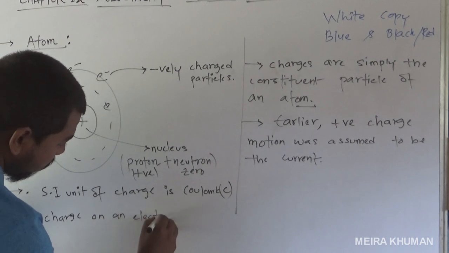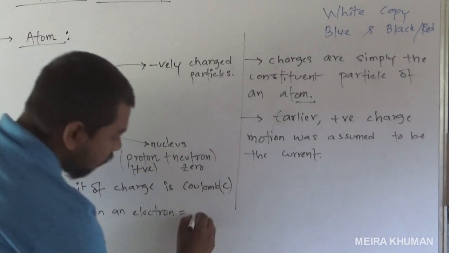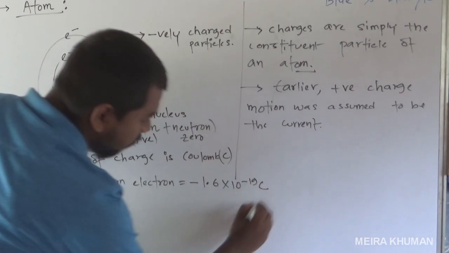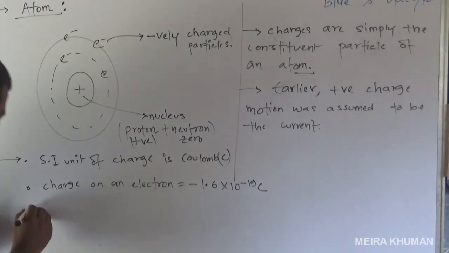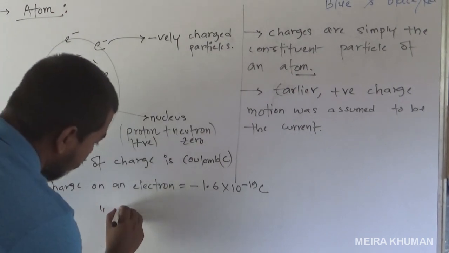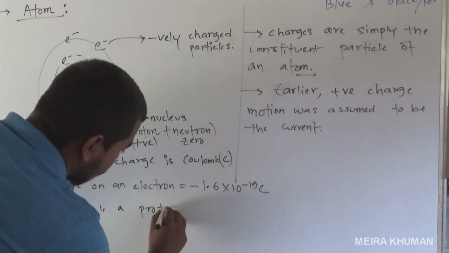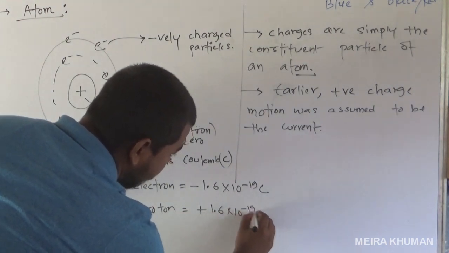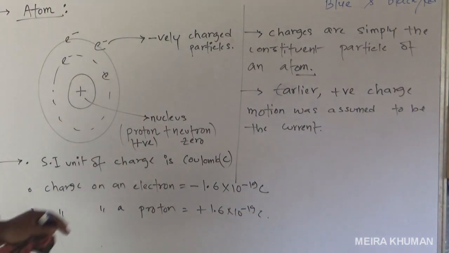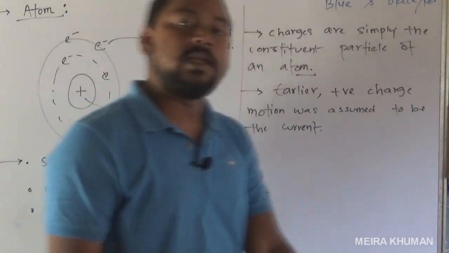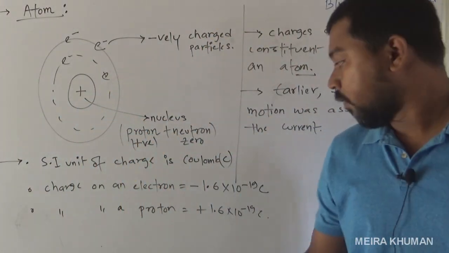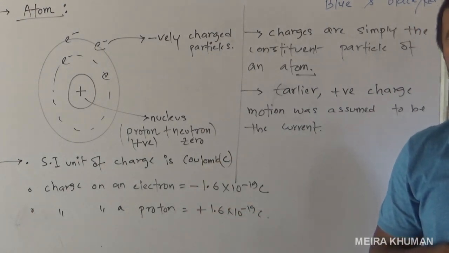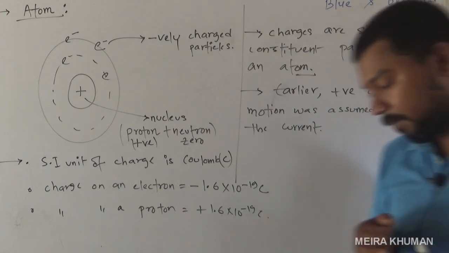Now see, charge on an electron will be simply equal to what? Minus 1.6 into 10 to the power minus 19 coulomb. Clear? Similarly, charge on a proton will be equal to how much? Plus 1.6 into 10 to the power minus 19 coulomb. So what we can realize is that the charge on both electron as well as proton is the same. What is the difference? The difference is in their sign. So the electron is a negatively charged particle, whereas the proton is a positively charged particle.